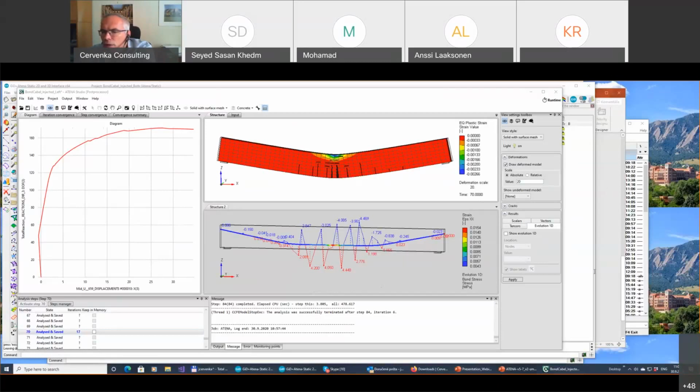Francesco is saying, with reference to the corrosion, discuss how does ATENA behave on stress corrosion? Yes, you are right. There is always stress. Corrosion depends on the stress and depends also on temperature.